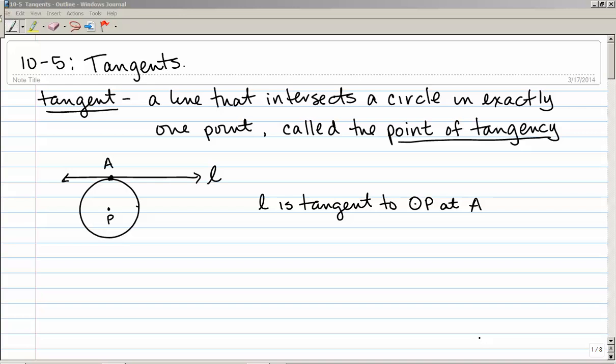Section 10.5 is on tangents. A tangent is a line that intersects a circle in exactly one point, and that point is called the point of tangency. So in this diagram here, I have circle P, and line L is tangent to the circle at point A. In other words, this line touches the circle in exactly one point, and that is point A.